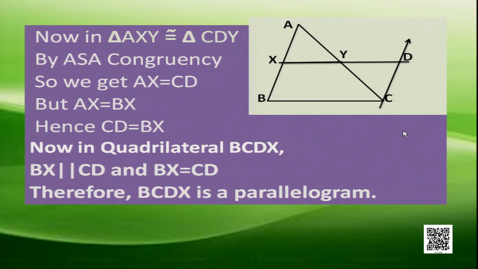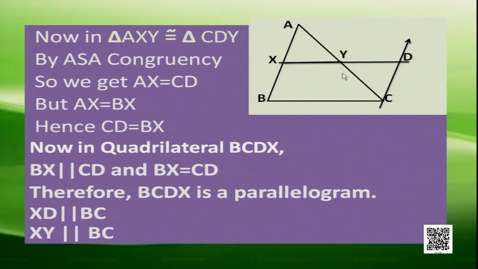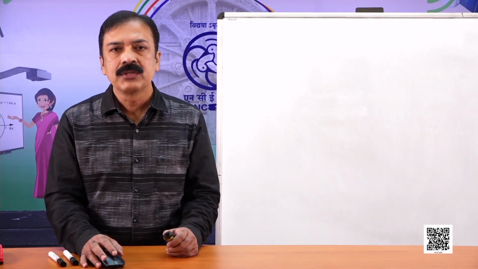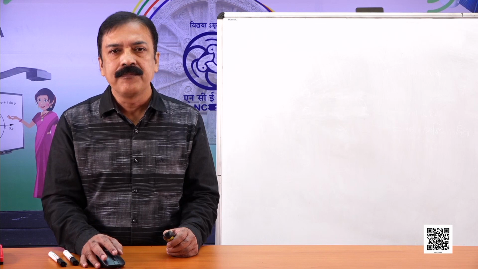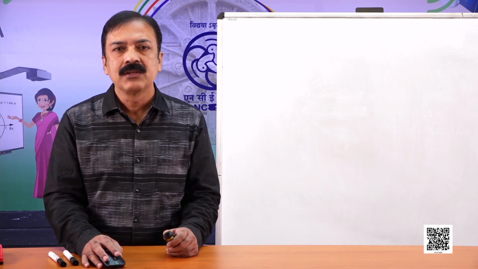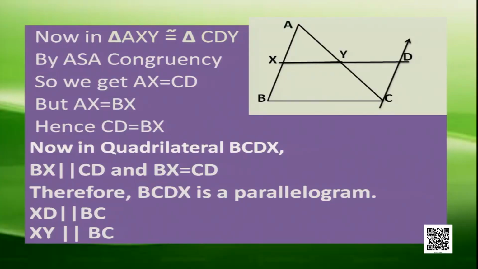If BCDX is a parallelogram, then the other pair of opposite sides are also parallel, meaning XD is parallel to BC. From this, as XY is part of XD, we can write XY is parallel to BC. So, here we used the property of parallelogram, that if opposite sides of a quadrilateral are equal and parallel, then the quadrilateral is a parallelogram.